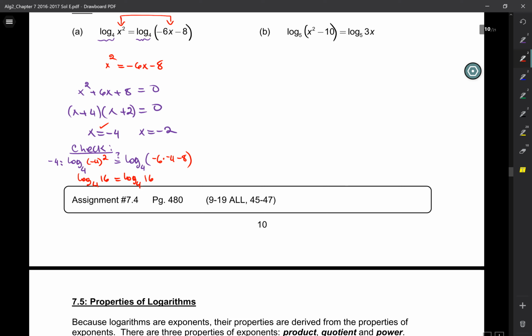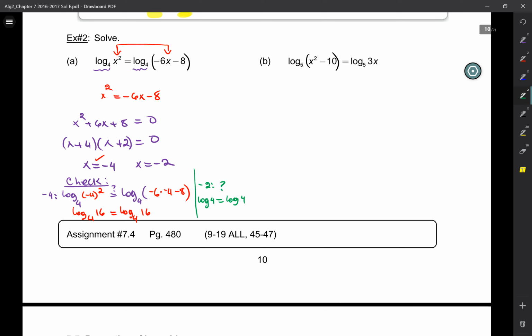Now, you guys go ahead and check x equals negative 2. Tell me if it works. It does work for negative 2 as well. We get log of 4 equal to log of 4. That works. So the answers are both of those. Okay? All right. The other one, I have log base 5 and log base 5. Can we set the insides equal to each other? Yes or no? Yes.